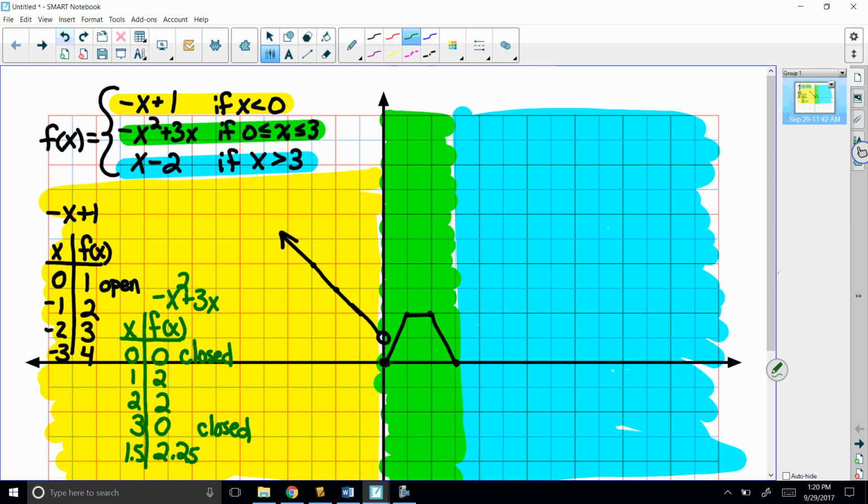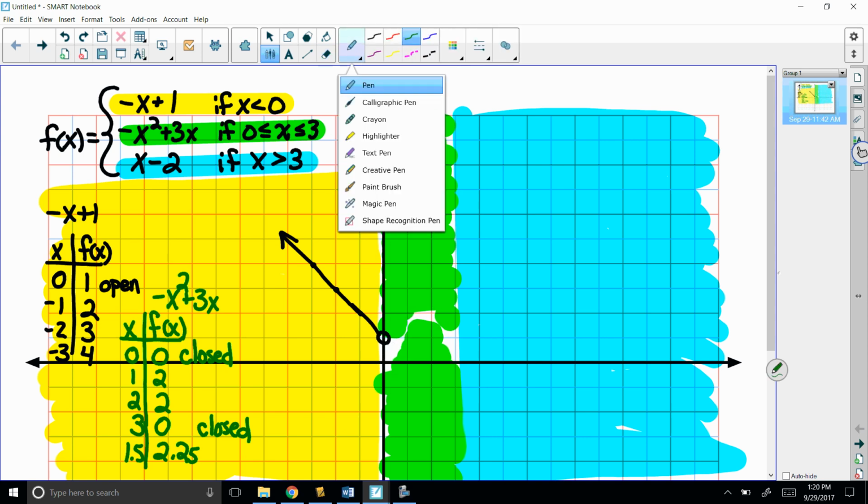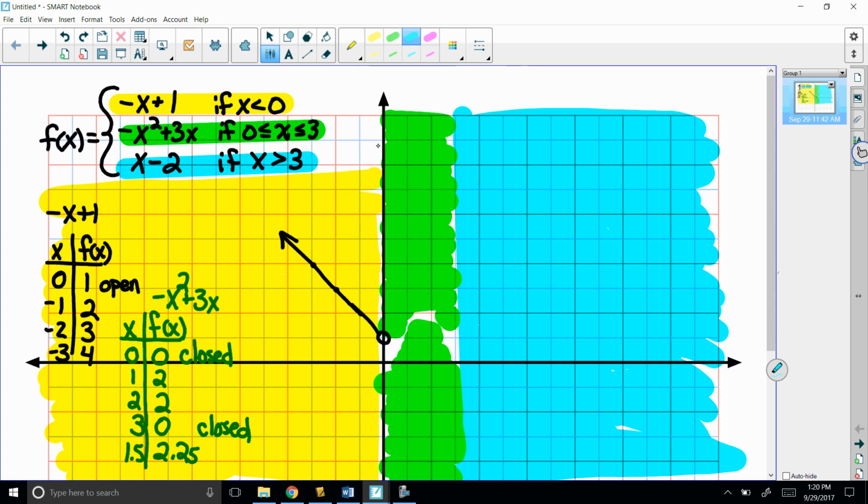Okay, so now I come back over here to my graph. Hopefully I'm not going to erase my highlighting. I erased it a little bit, so we'll just go back and fill that in real quick. So what I find out now is that if I go to graph that, I'm going to plot my points. Go back to 0, 0. That's a closed circle. At 1, you get 2. At 2, you get 2. And at 3, I get 0. But at 2.5, I get 2.25.